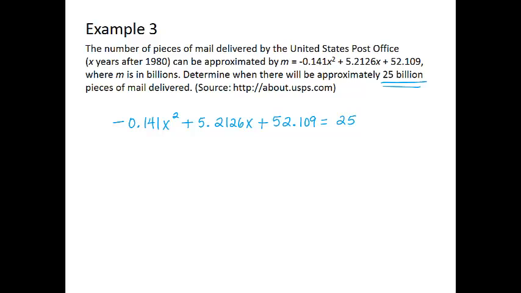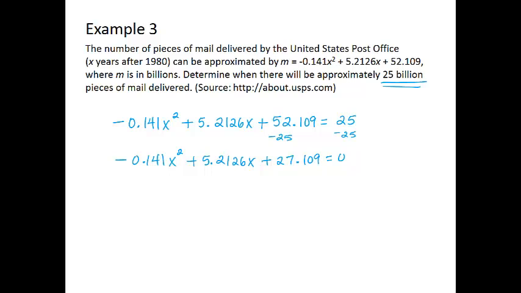To solve this quadratic equation, we have to get it in standard form. So we first want to subtract 25 from each side to set it equal to 0. And when we do, we combine like terms, so that gives us negative 0.141x squared plus 5.2126x plus 27.109 equals 0.